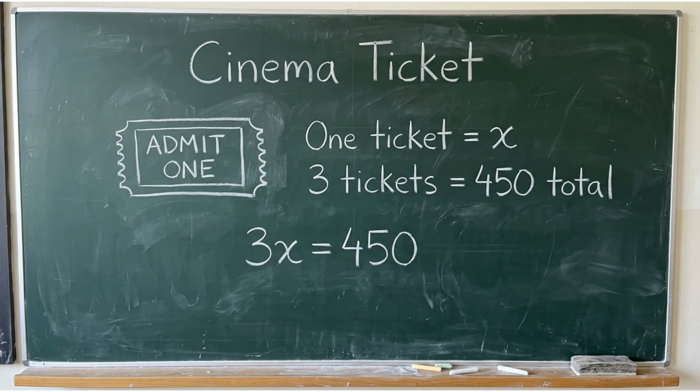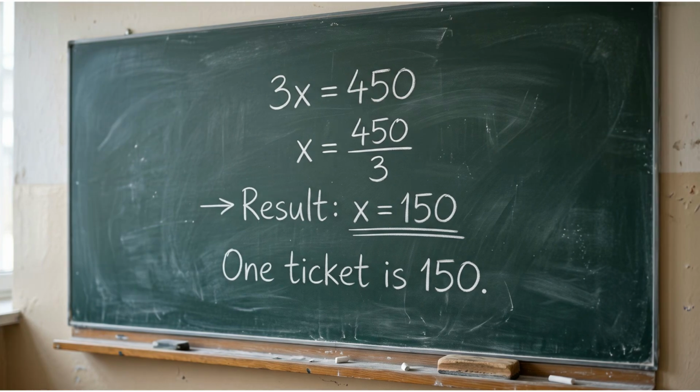Let's look at another scenario. If the cost of 3 cinema tickets is 450, we can represent this with the equation 3x equals 450. To solve for x, divide both sides by 3. 450 divided by 3 gives us 150, meaning each ticket costs 150.